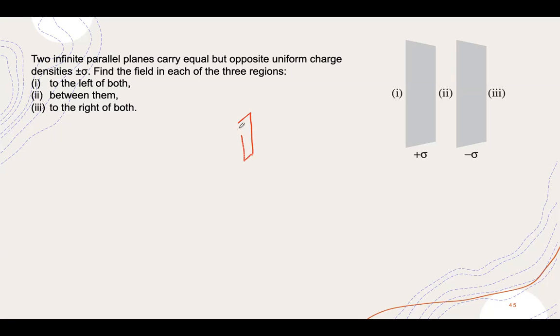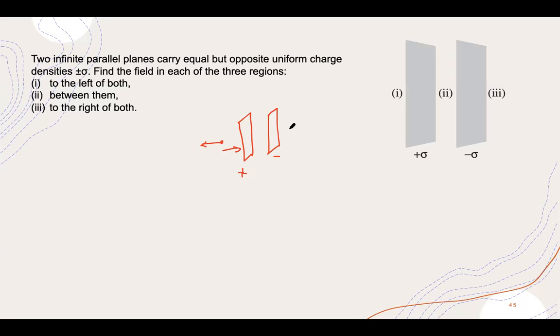Let me draw it. This is my plane, and this is my plane. This is plus, and this is minus. We want to find the electric field here. What is going to happen? Because of this positive plane, the field could be outward. But because of this negative plane, at this point, the field could be inward. So what could be the total electric field then? Zero. This is so simple, right?